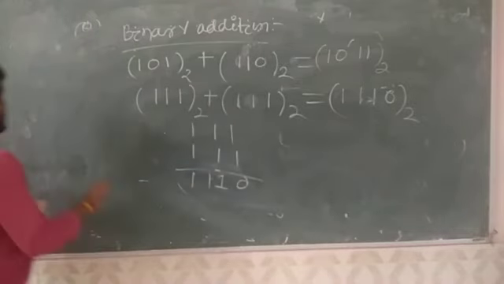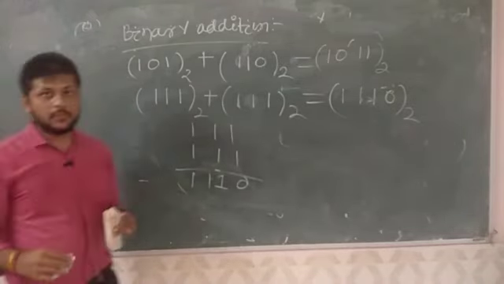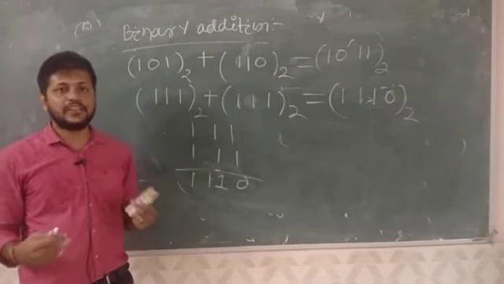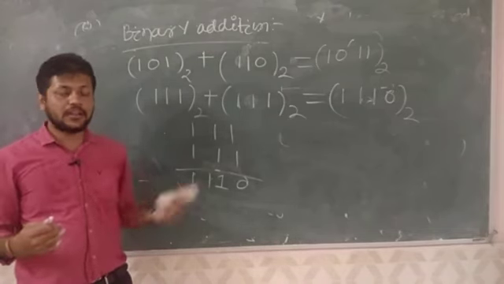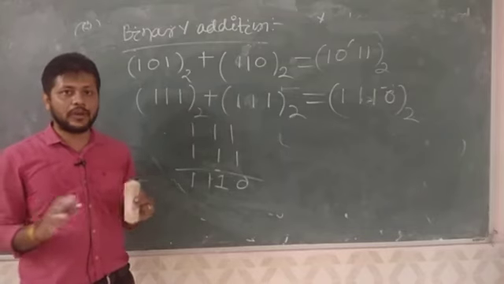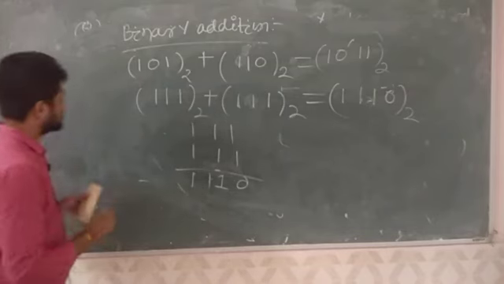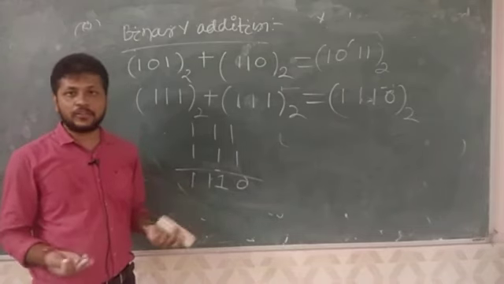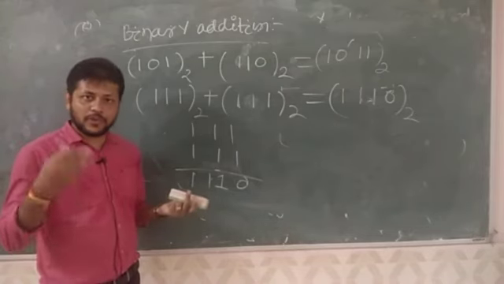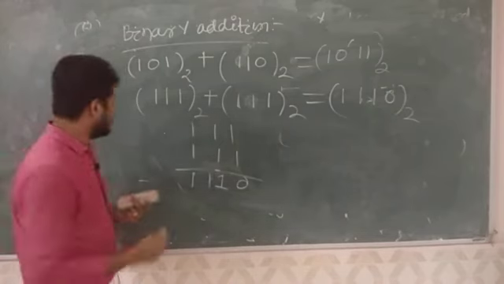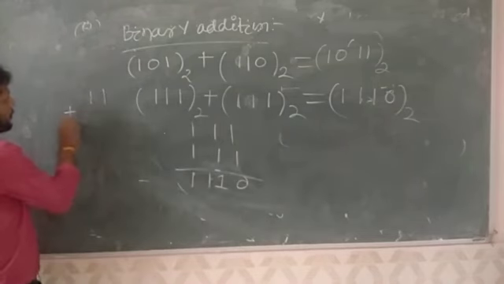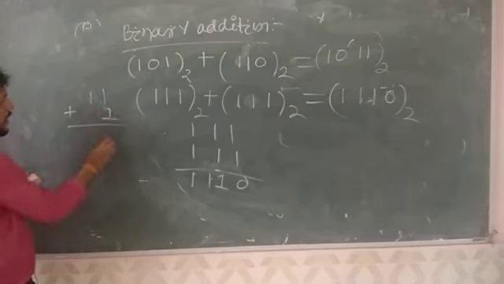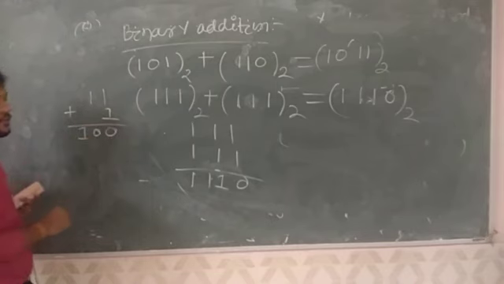In decimal 1 plus 1 means 2. In binary 1 plus 1 is 10. In decimal 9 plus 1 is 10, but here 1 plus 1 is 10. So 10 plus 1 is 11. After 11 there is no 12. 11 plus 1 gives you 100. 11 plus 1: 1 plus 1 is 10, keep 0 and carry 1. Then here 1 plus 1 means 10.